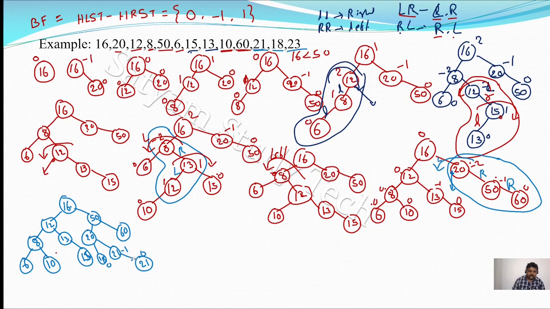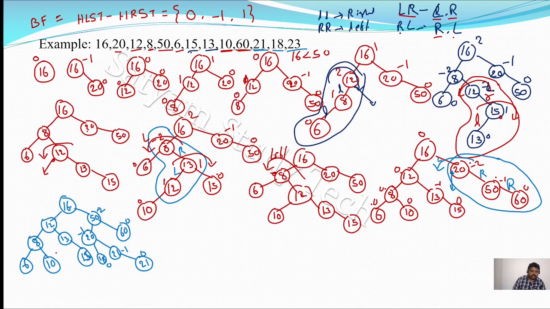Right subtree it is 2. Left subtree it is 1. So the balance factor is -1. Here you can see it is 0. So 1, 2, 3. Height of left subtree is 2. Right subtree is 1. So that it is 2.